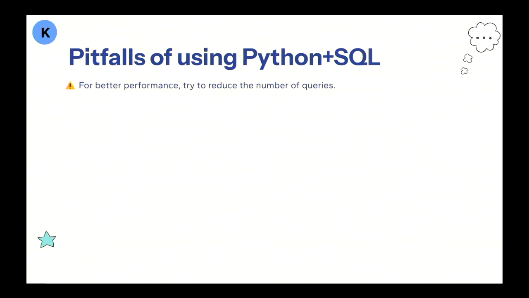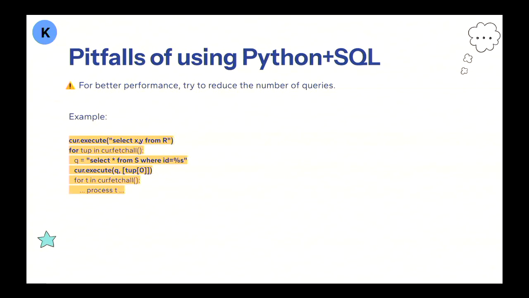So how could we improve the overall performance? The tip here is, for better performance, we should try to reduce the number of queries, because in the workflow we have shown you, Python is sending and getting data from the DBMS, and if we repeat this sending and getting process many times, it could be time consuming. So we should reduce the number of queries. That's what you should keep in mind.